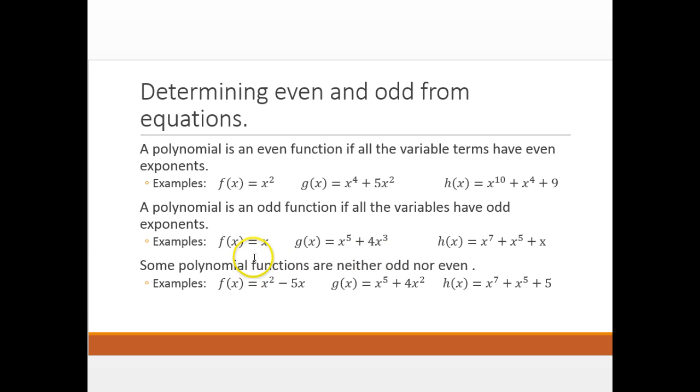Now, you'd occasionally get polynomials which are neither even nor odd, and those have a mixture of even and odd exponents. For example, f of x is x squared minus 5x. This is degree 2, this is degree 1, so it's neither even nor odd. G of x is x to the 5th plus 4x squared. Again, here's an odd, here's an even, so it's neither. H of x is x to the 7th plus x to the 5th plus 5. Remember, 5 is considered even, so I have two odds and an even, which means it is neither.